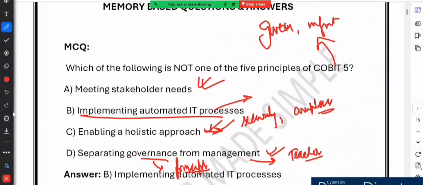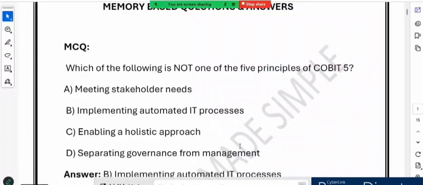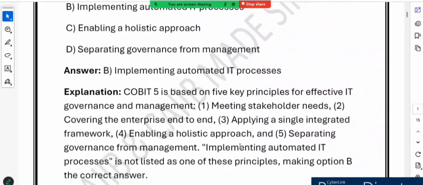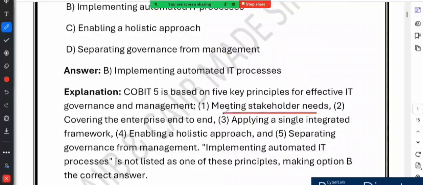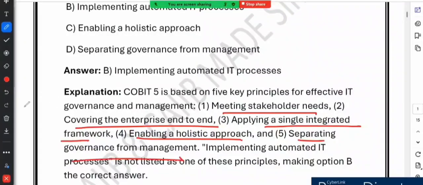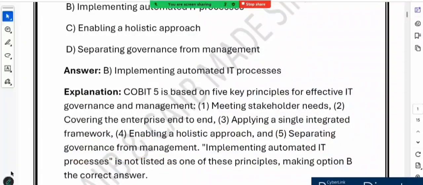So let's summarize what we have just covered in this MCQ. The first point is that COBIT 5 is based on 5 key principles: meeting stakeholder needs, covering the enterprise end-to-end, applying a single integrated framework, enabling a holistic approach, and separating governance from management. So these are the 5 principles of COBIT 5. You must note it down.